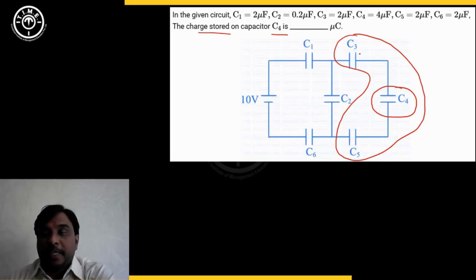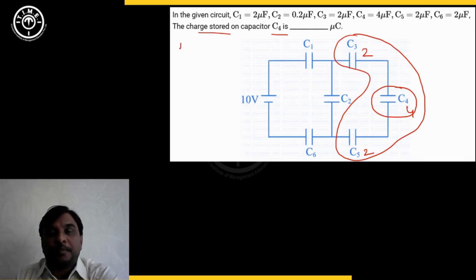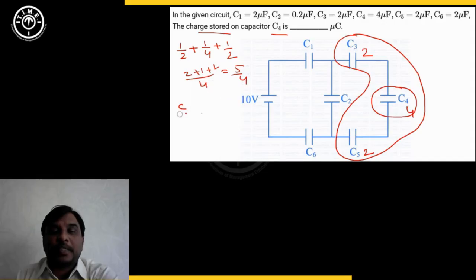Now let me take the effective capacitance of this. C3 is 2, C4 is 4, C5 is 2. All are connected in series. So 1 by 2 plus 1 by 4 plus 1 by 2 becomes, with 4 as LCM, 2 plus 1 plus 2, it is 5 by 4. The effective capacitance of this, let me take that effective capacitance as C0, that is 4 by 5.